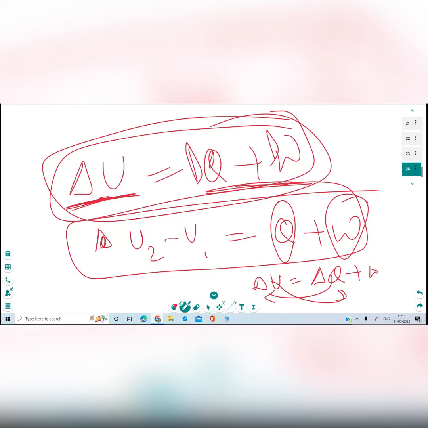So mostly, if you talk in technical terms, you should write the change form. But in some books, it is written this way. It is just the notation style of writing, so you can write it this way also. Not a problem. So you don't have to write the changes when you are writing the first law of thermodynamics. Here we are writing changes because we are trying to prove some point.